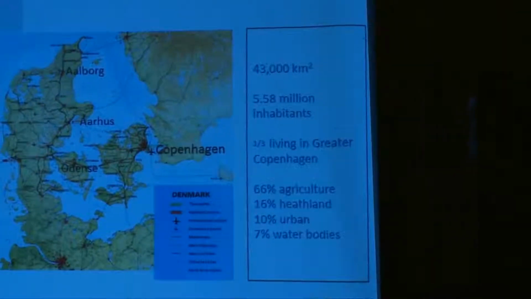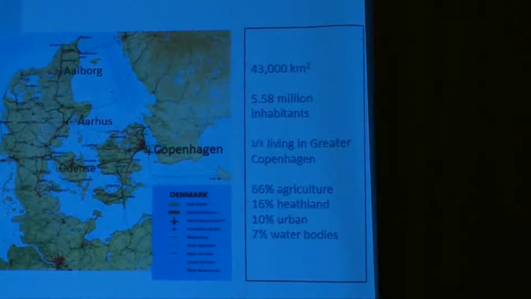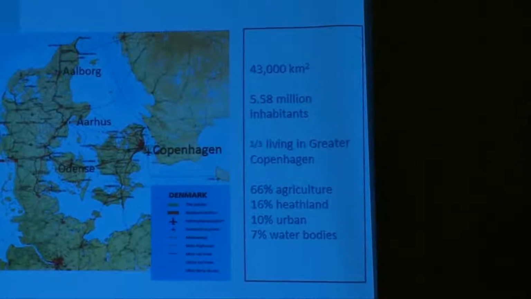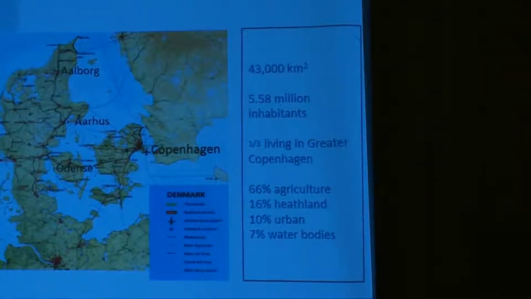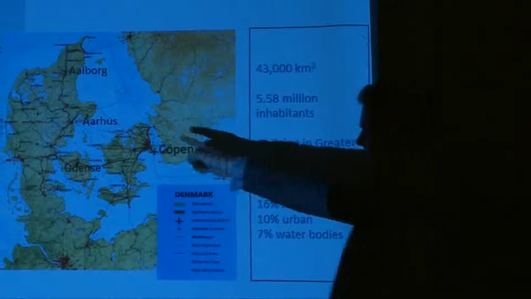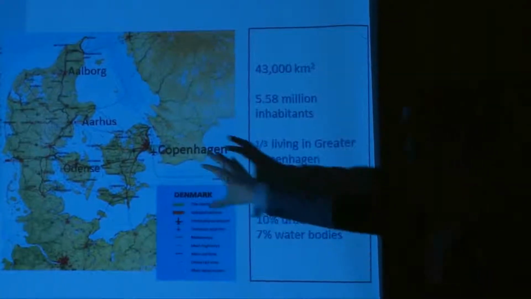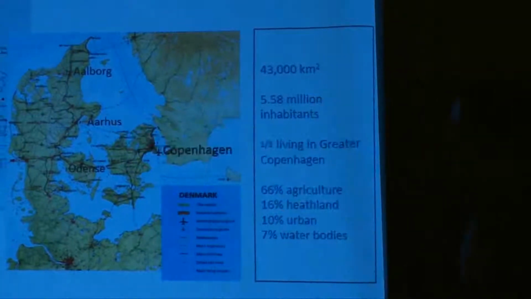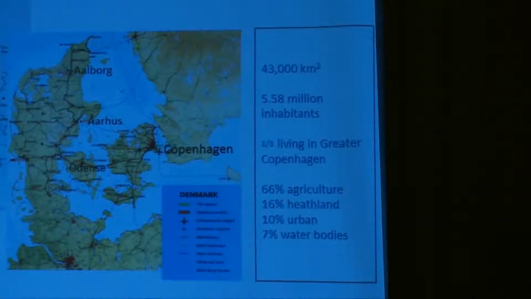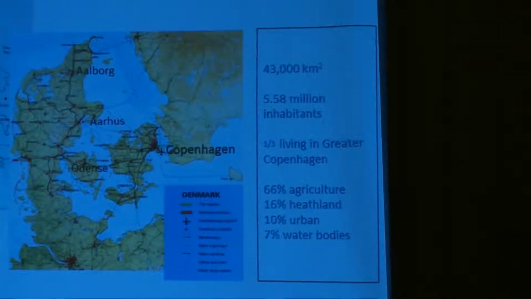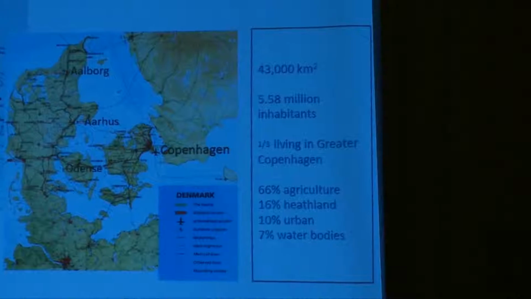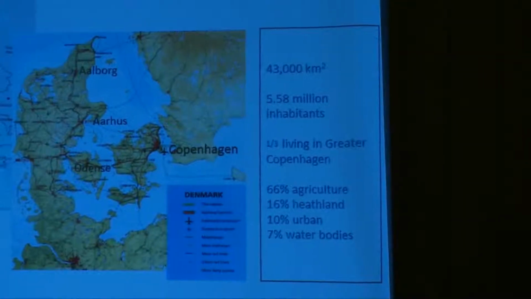Over here, close to the Swedish border, we see on the left the Jutland Peninsula, which is largely unpopulated if we compare with Zealand, this island over here. Mainly 3 core islands: Zealand, Funen, and over there, the mainland, Jutland. And the land use is mostly agricultural, but also some heathland, urban 10%, and 7% water bodies.